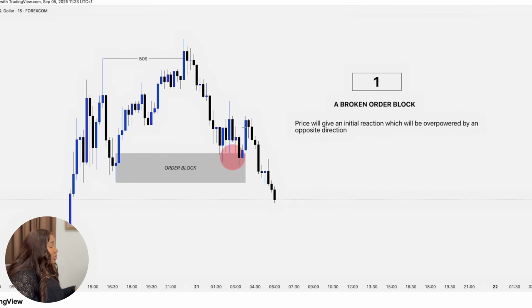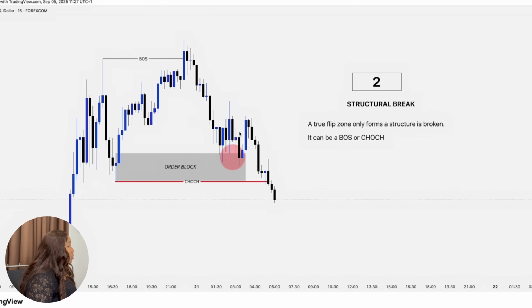That confirms what? A flip zone. And I want you to note is the structural break. After the reaction, there must be a clear break of structure or change of character, either to the upside or to the downside. From this illustration we have here, this is to the downside, showing what? A change of character. So a true flip zone only forms if there is a structure break.